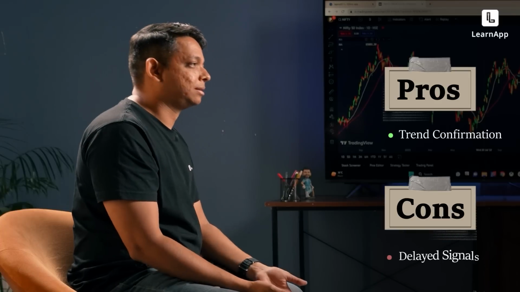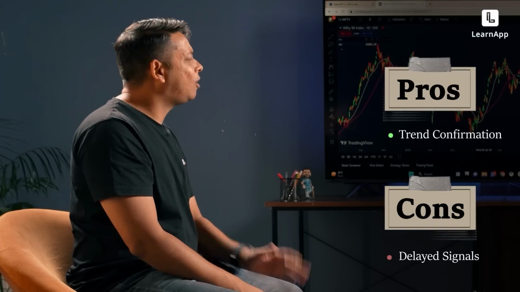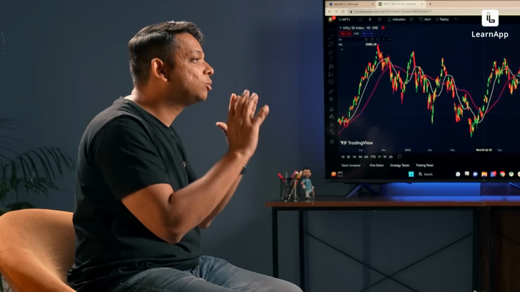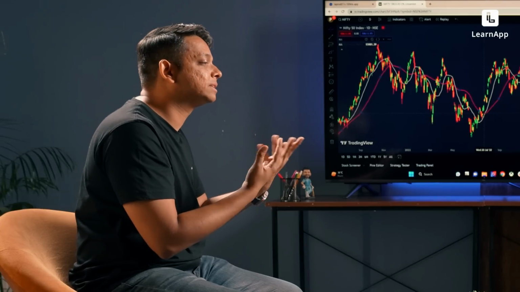So इसमें pro ये है that it happens after a lot of confirmation. When the trend actually changes, you actually get the signal of a buy or a sell. The con is that it's late. Right? Also, I think people say that इसमें whipsaws, जैसे कि गलत trades, थोड़े कम आते हैं because it comes after some confirmation.